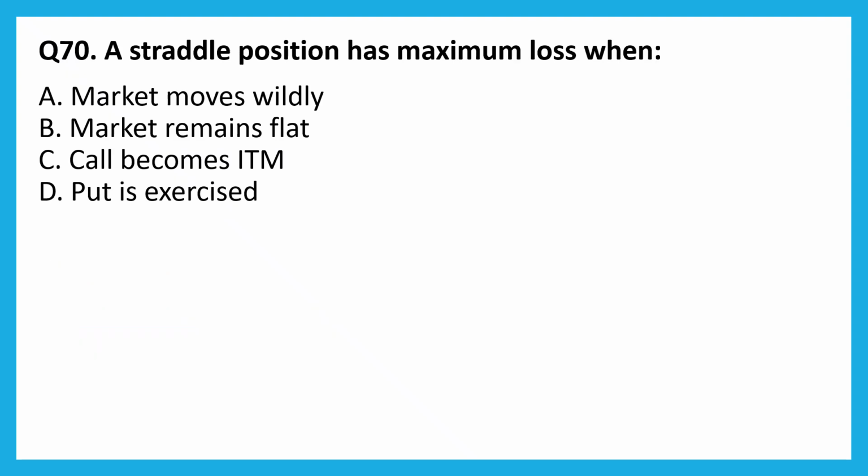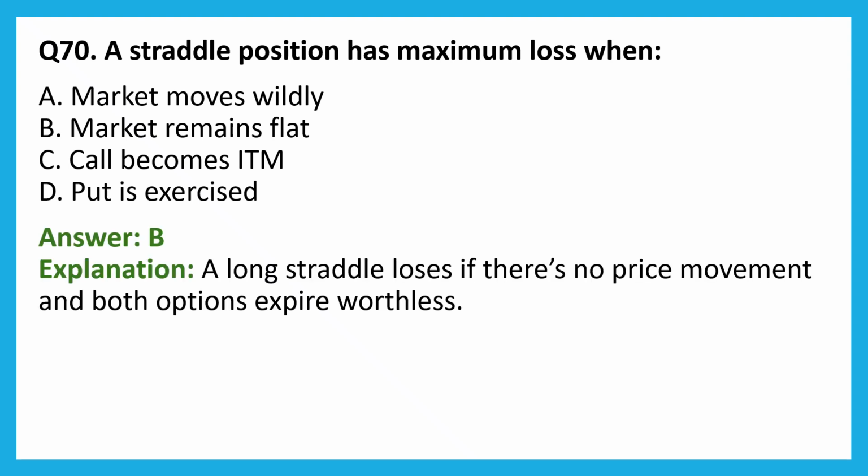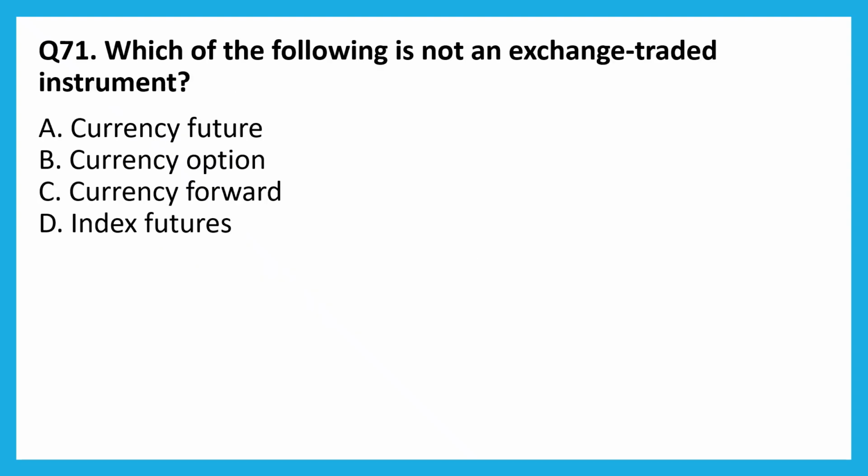Next question. A straddle position has maximum loss when option A, market moves widely, option B, market remains flat, option C, call becomes ITM, and option D, put is exercised. Correct answer is option B. Market remains flat.